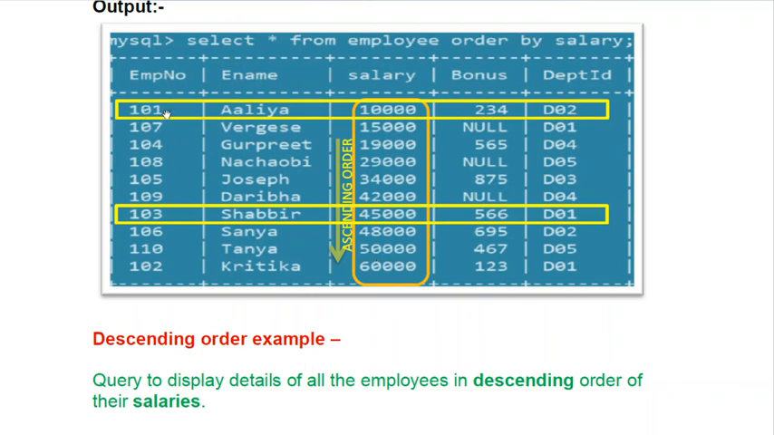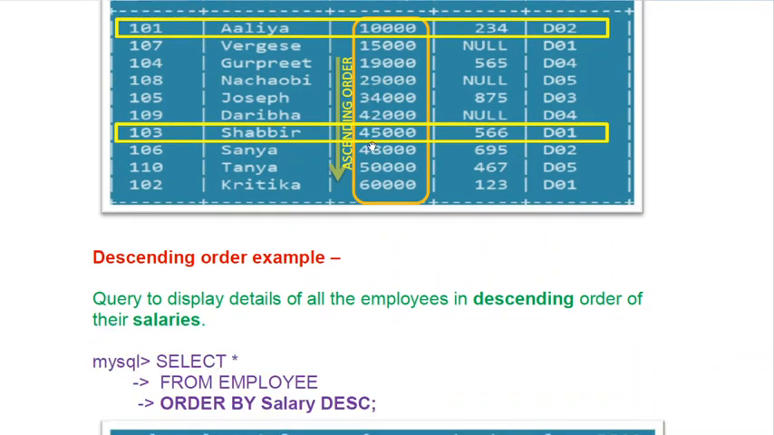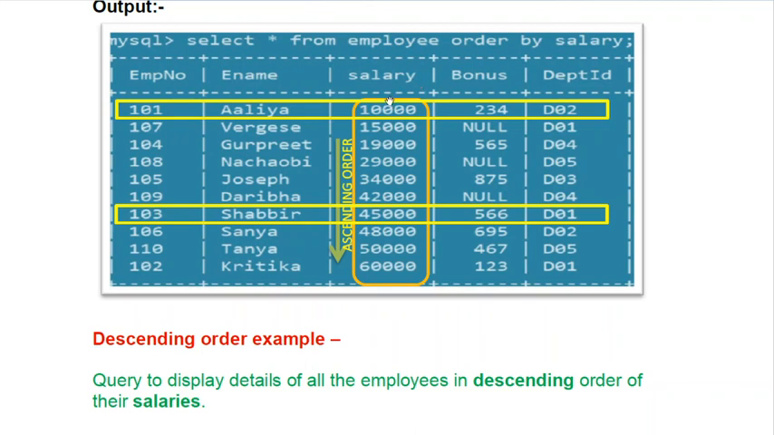Now here you observe 101, then 107, then 104. So this is the output of the order by clause. You can use any other column. You can use department ID. You can use e-name. So the basis may be any column, any other column.